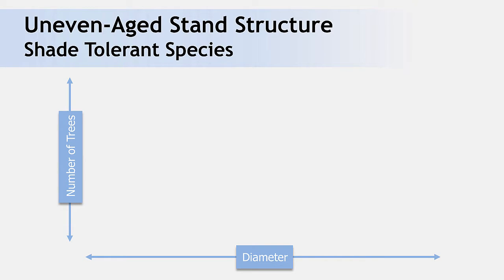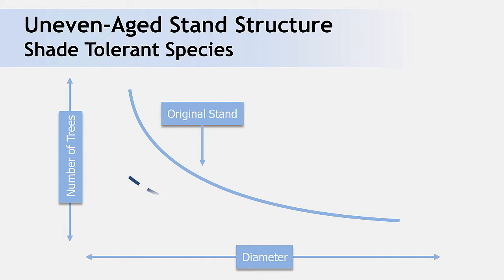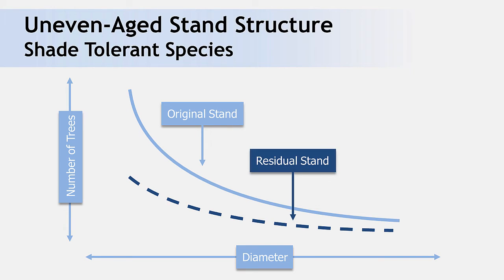In this graph, the diameter or age of the trees is shown on the x-axis. The number of trees is shown on the y-axis. This line depicts the stand before harvesting, and this dashed line shows the residual stand post-harvest. Trees between the lines were cut.